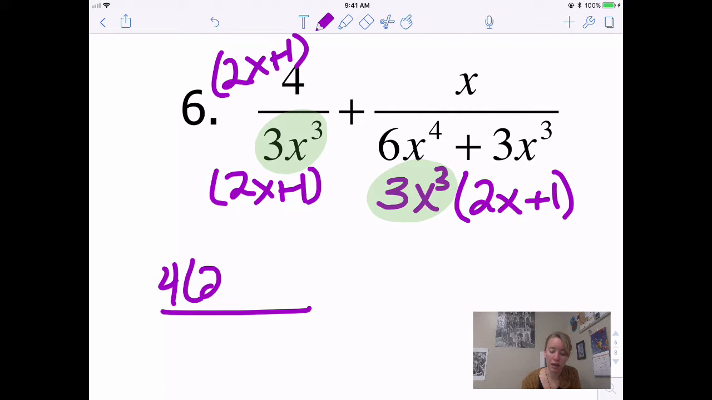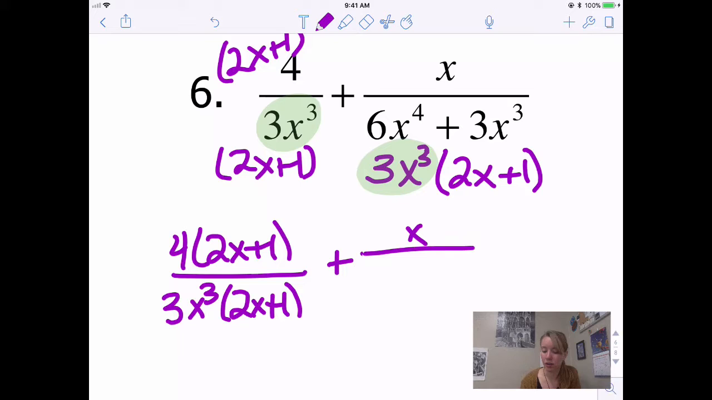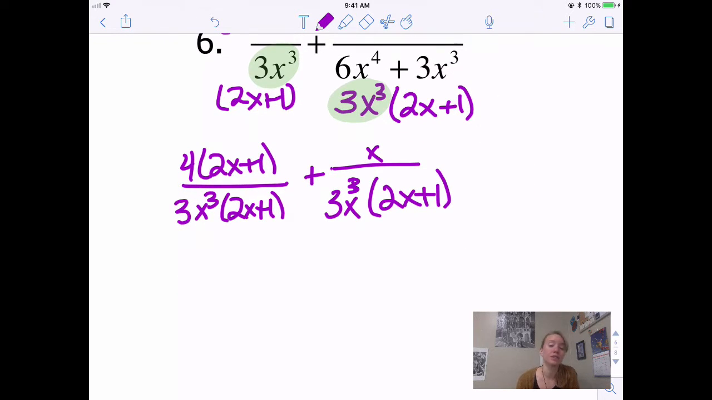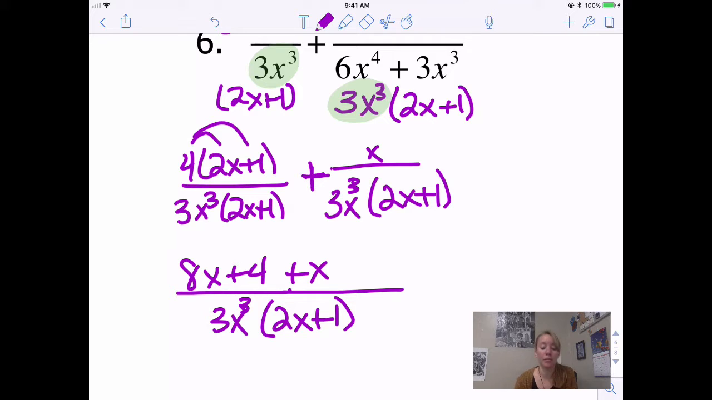So what I'm left with is 4 times 2x plus 1 over 3x cubed, 2x plus 1, plus x over 3x cubed, 2x plus 1. I've got a common denominator, so I can go ahead and simplify. I get 8x plus 4, and then plus x over 3x cubed, 2x plus 1. Notice I could do that because I distributed and then I added my two numerators together.